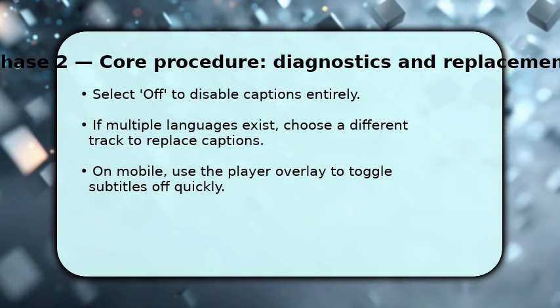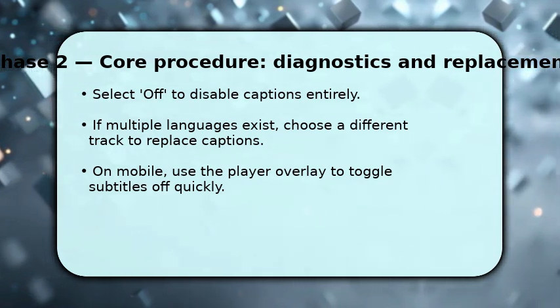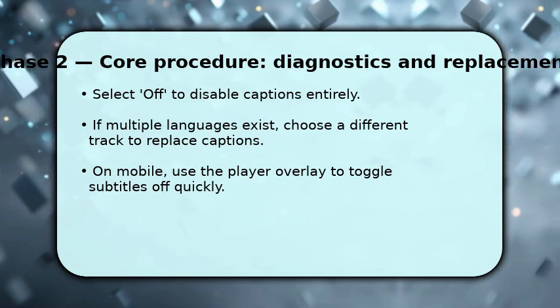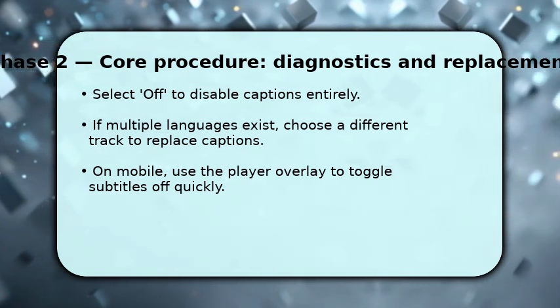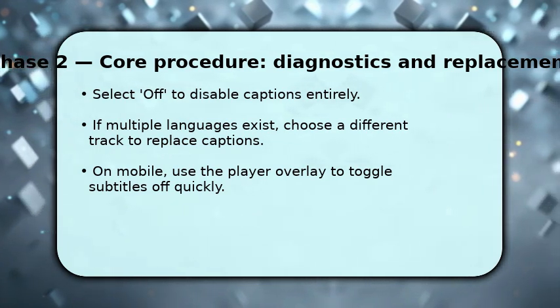On mobile, tap the screen to reveal the overlay, then tap CC or Settings and pick off. This is faster for touch. Make sure to resume playback to confirm captions are gone. If they persist, the next slide covers deeper fixes.